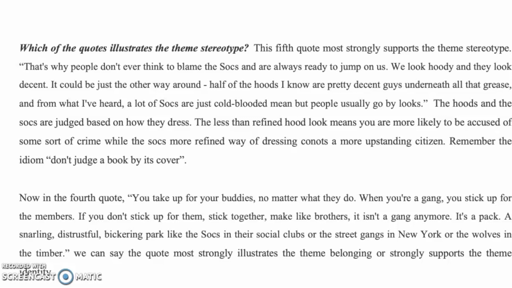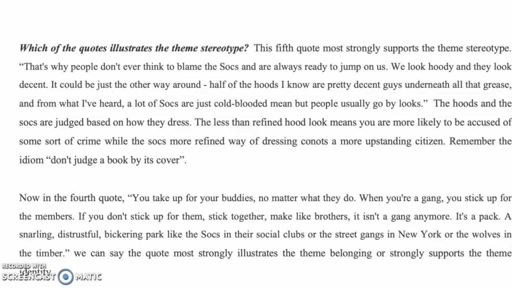Remember the idiom, don't judge a book by its cover. Now in the fourth quote, you take up for your buddies, no matter what they do. When you're a gang, you stick up for the members. If you don't stick up for them, stick together, make like brothers, it isn't a gang anymore, it's a pack.